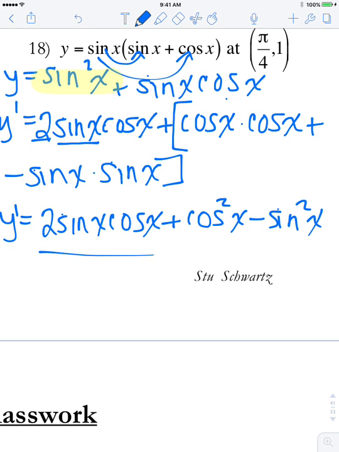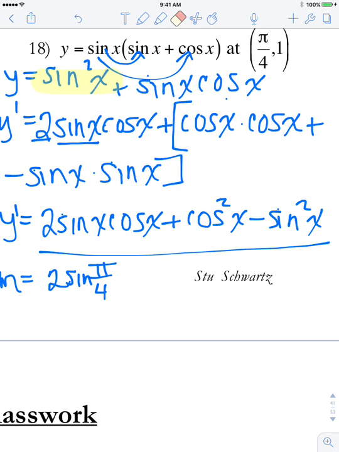And they want us applying this. So this here is our slope. And we just have to get a numeric value, we're going to have to apply pi over 4. So let's see. The slope equals 2 times the sine of pi over 4. And by the way, that's root 2 over 2.